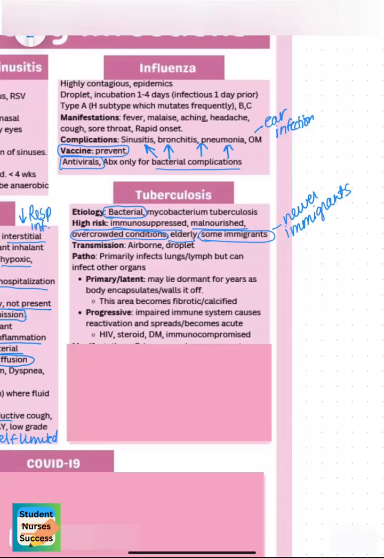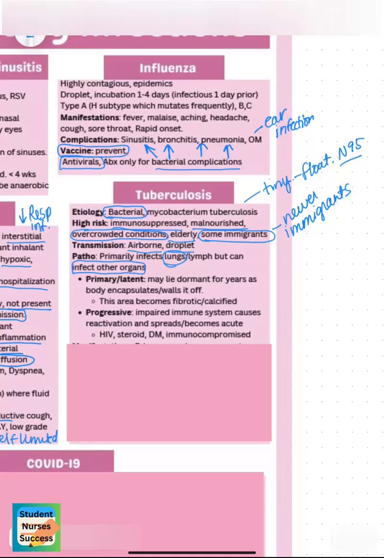Transmission of tuberculosis is airborne or a droplet. Mycobacterium is very, very tiny, and so they tend to float in the air very easily. And so we use those N95 masks to help with that. And we use reverse isolation rooms if we know someone has an active case of tuberculosis, because that bacteria floats in the air and suspends in the air for a period of time. As far as the patho, tuberculosis primarily infects the lungs, but the lungs and the lymph system, but it can infect other organs, although that is not as common. We primarily see it settling into the lungs.